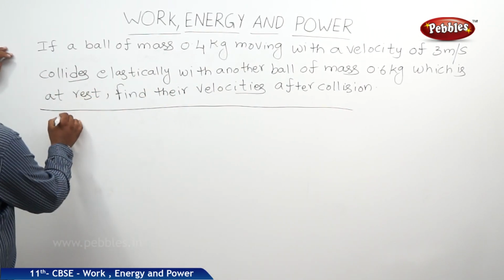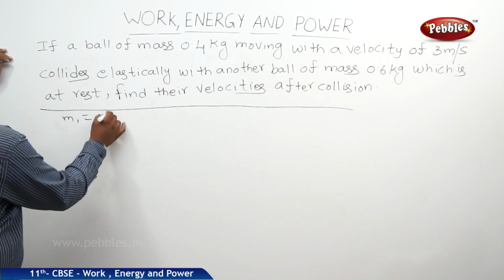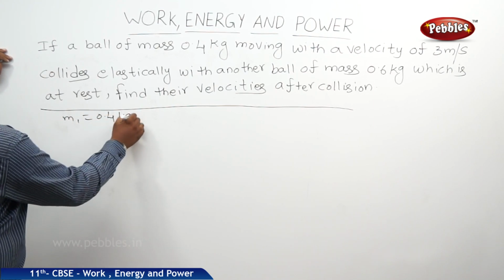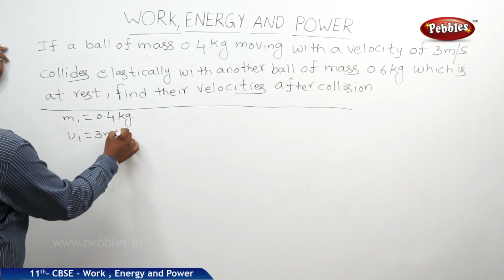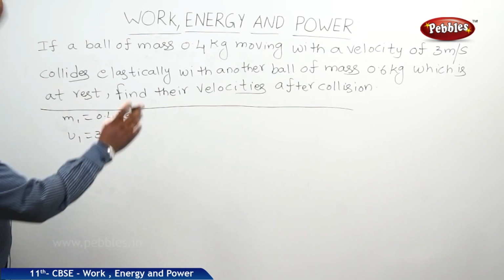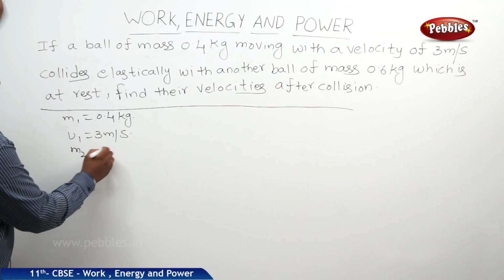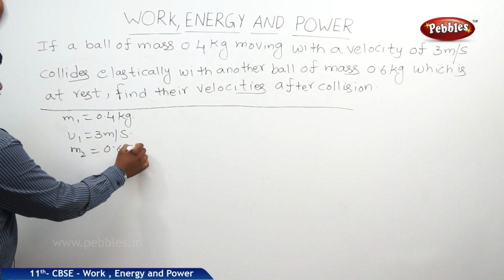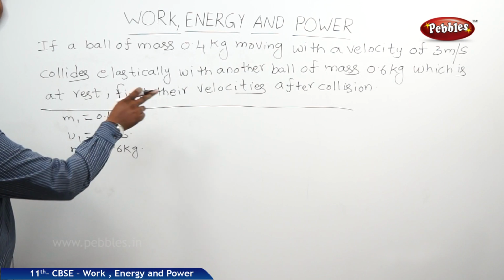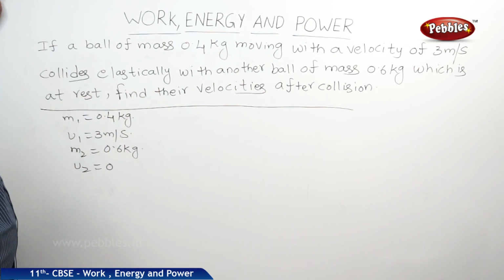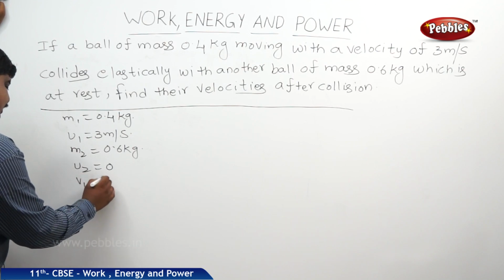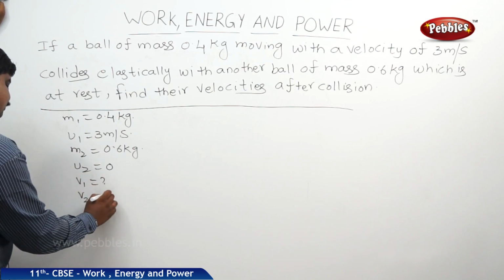So mass m1 is 0.4 kg, u1 is 3 meters per second, as well as mass m2, the second ball, is 0.6 kg, whose initial velocity u2 is 0. We should find out v1 and v2.